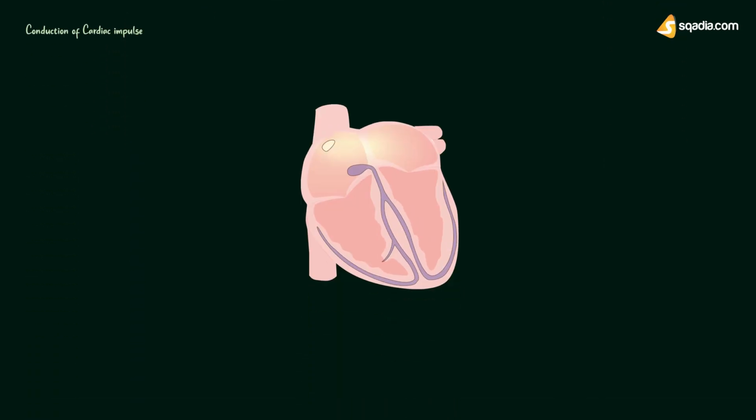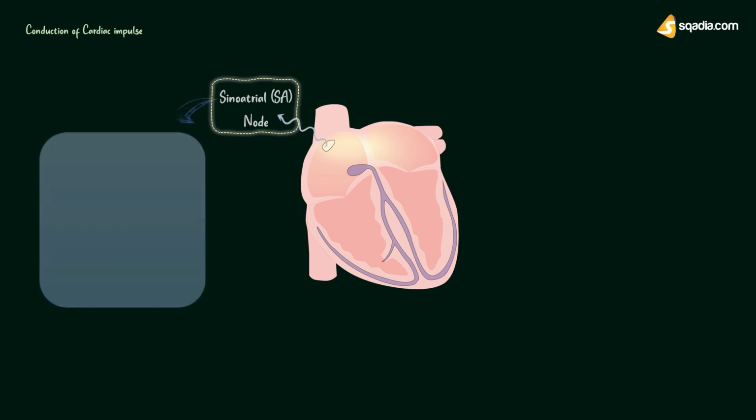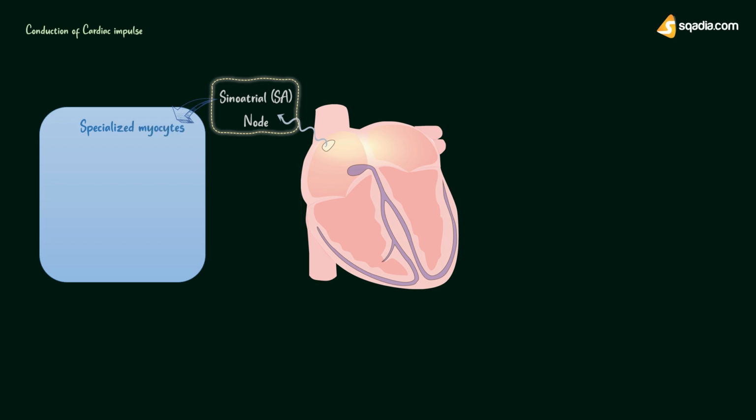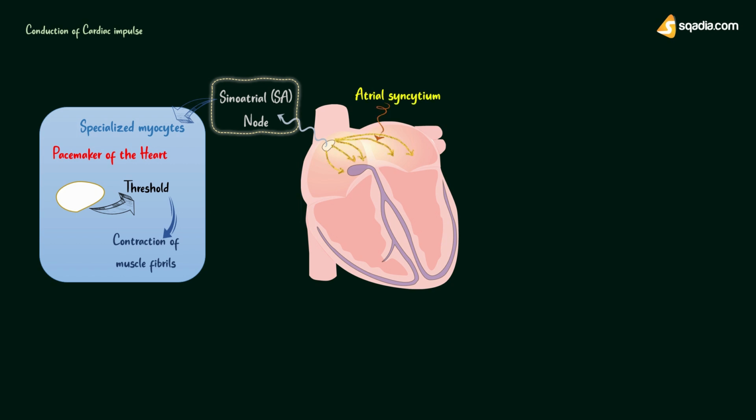Starting from the sinoatrial, or SA node. It is a region of specialized myocytes located in the right atrium, close to the opening of the superior vena cava. Because it generates the heart's rhythmic contractions, it is often referred to as the pacemaker of the heart. The SA node cells can reach threshold on their own, initiating impulses through the myocardium, stimulating contraction of cardiac muscle fibers. The path of a cardiac impulse then travels from the SA node into the atrial syncytium. Due to this, the atria begin to contract almost simultaneously.